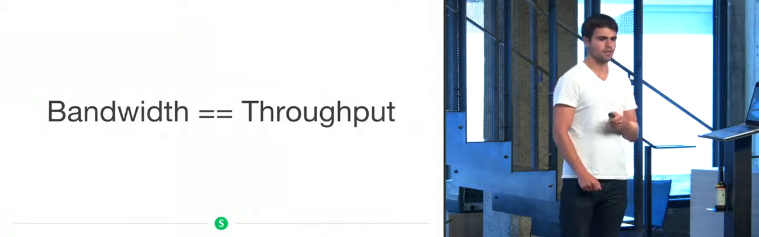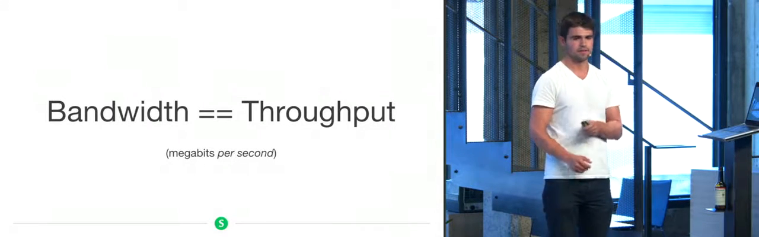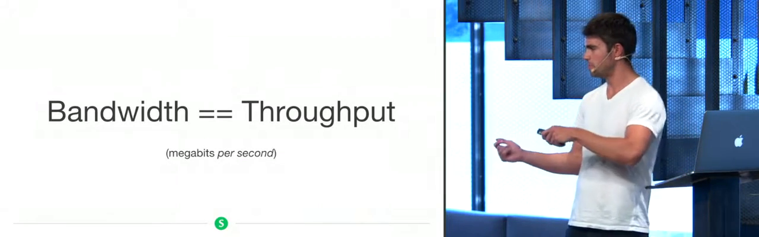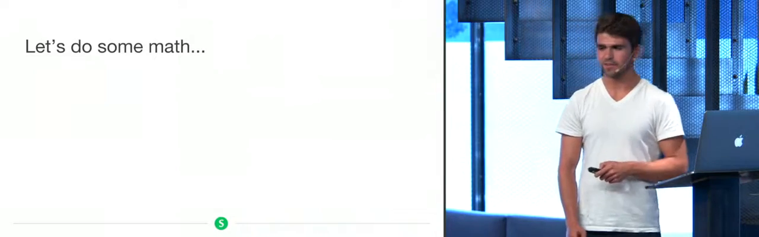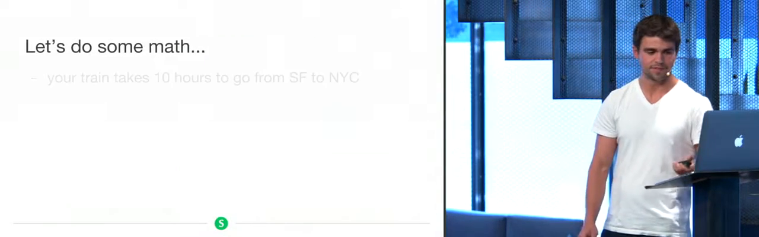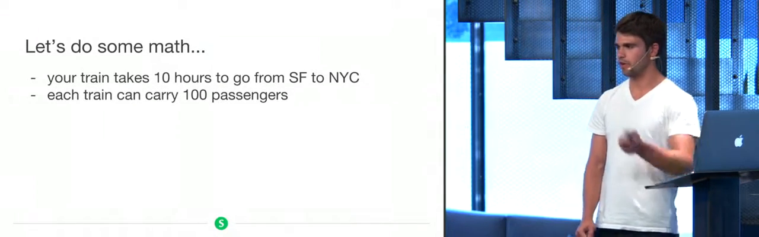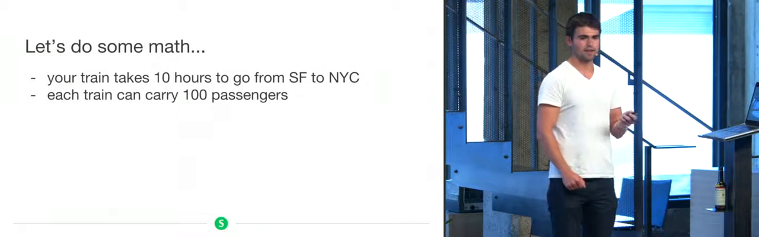Bandwidth is throughput, right? You can even kind of get it from the unit here. It's megabits per second, the amount of data you're actually pushing through a pipe. And whoever said the internet is a series of tubes wasn't actually that far off. Now, let's say that you're trying to run a train line to make this a little more concrete. You're running your train, and let's do some math about what the throughput is. Bear with me here. Suppose your train takes 10 hours to go from San Francisco to New York City. It's like one of those Hyperloop type of trains. And each train can only carry 100 passengers.